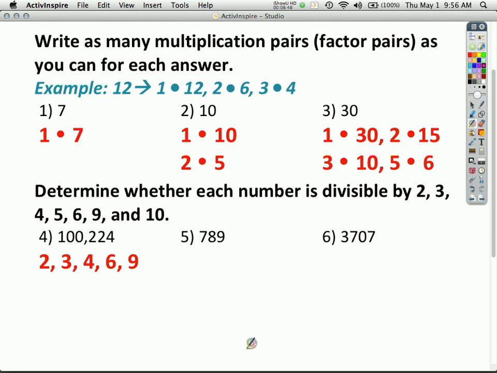Number 5, the number 789. Which numbers is that divisible by? We'll start with DeAndre, then Chelsea, and then Kiara. 3. Just 3. 3 and 9. So we do have some disagreement. What do you think, Amani? Just 3. It is just divisible by 3. What about number 6, the number 3,707? We'll start with Savannah, George, and then Adriana. No numbers. You all think that it's not divisible by any of these, and you would be correct.